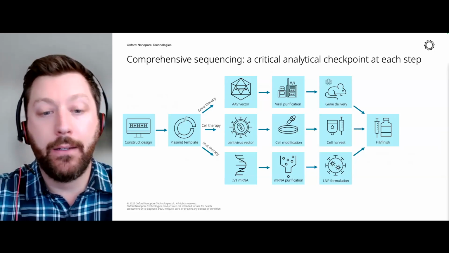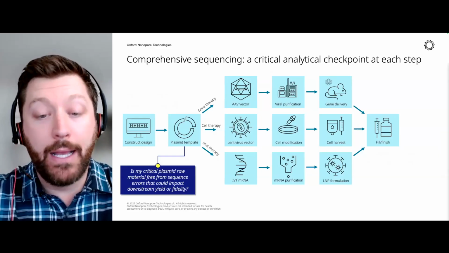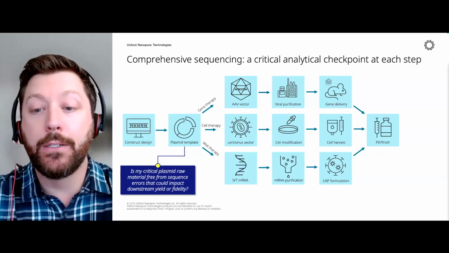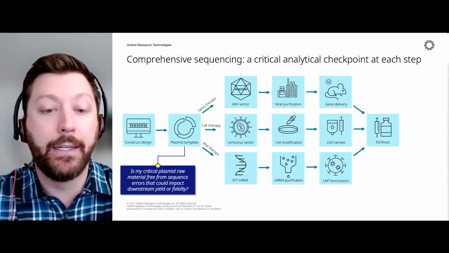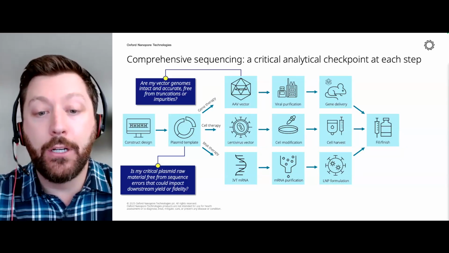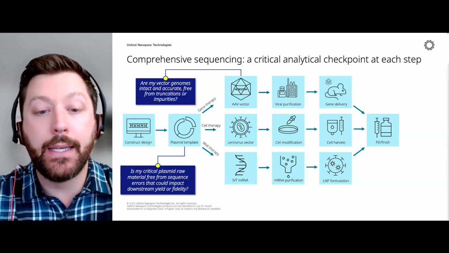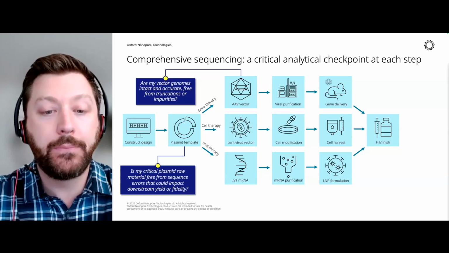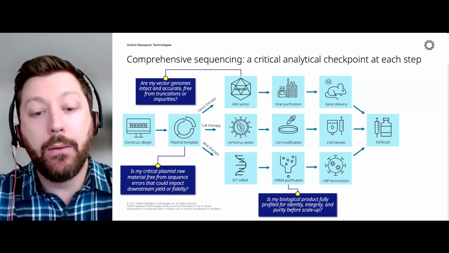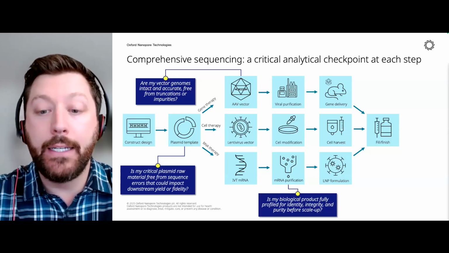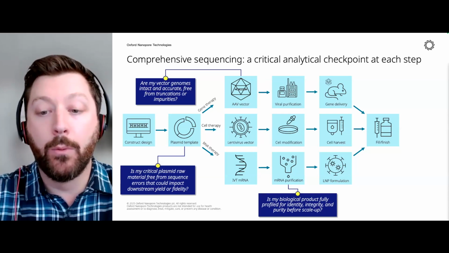answer questions like, is my critical plasmid raw material free from sequence errors that could impact downstream yield or fidelity? Are my vector genomes intact and accurate, free from truncations or impurities that could impact potency or safety? Is my biological product fully profiled for identity, integrity, and purity before moving to scale up?